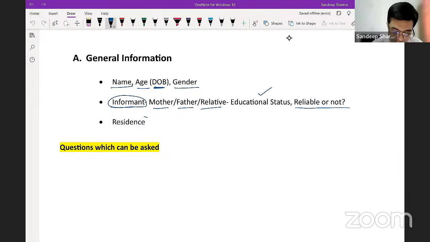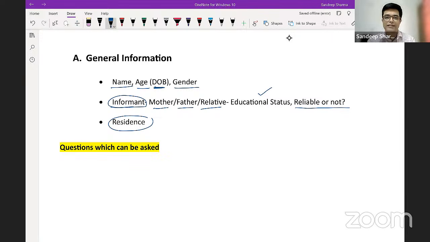Residence is also important, because residence will tell you what are the things that will be asked related to the child. What are the things that you should be taking? What are the endemic things that are relevant? So how you will be taking and how you will be presenting.